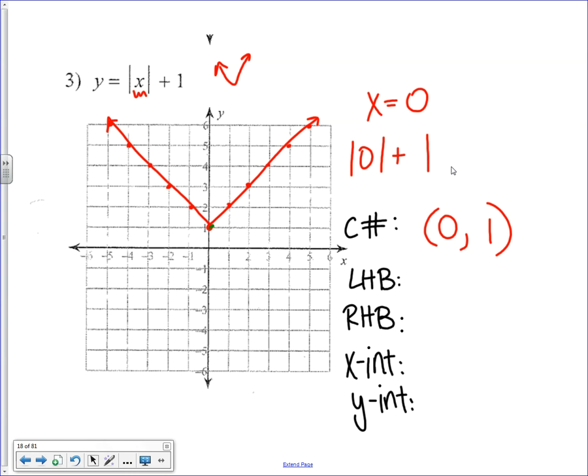So tell me about my left and right hand behaviors. They're both increasing. How about my x-intercept? There is none. If you look, this thing does not cross the x-axis. There isn't any. None. How about the y-intercept? (0, 1). That just happens to be the same as our critical number.